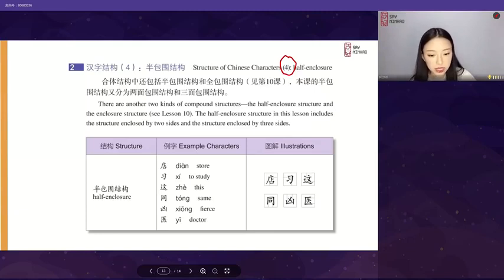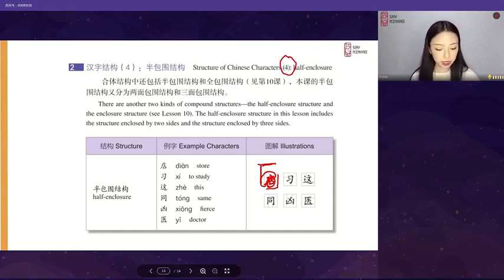Let's see the structure of dian. We can see we will write this part first, and then we will write this inside. Okay? And this part is actually enclosing this thing. And because it encloses just the upper side and the left side, this is called half enclosure. Half enclosure. It doesn't close all of this. It just closes half.